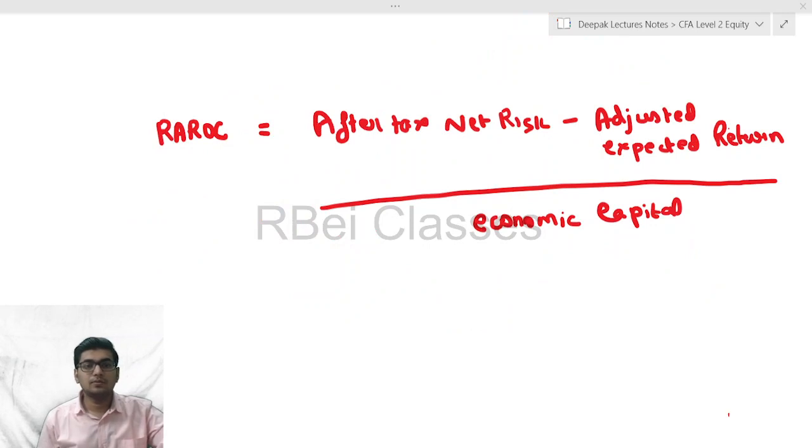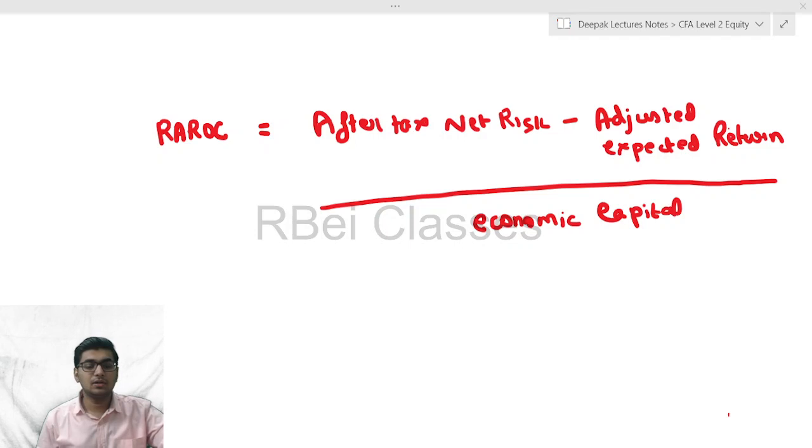Okay, so I start with the revision. This formula is very important for the exam. Okay, might be you will not get numerical from this perspective, but yes, they can ask you what is RAROC, that is risk adjusted return on capital. So this return on capital is on economic capital. What are its four uses, or you can say what are its four practical applications?